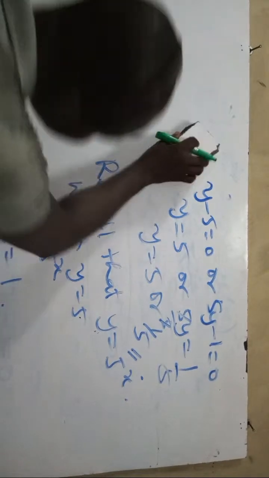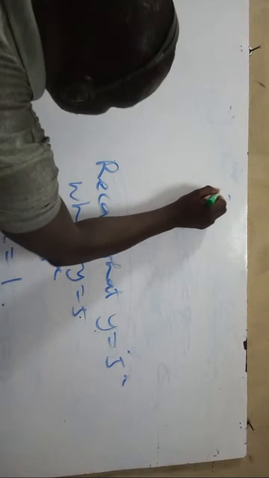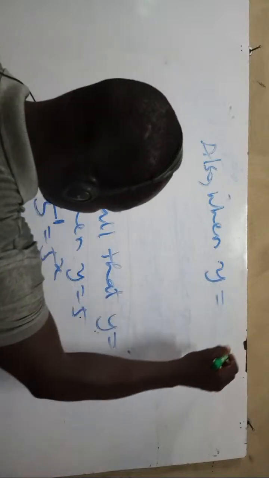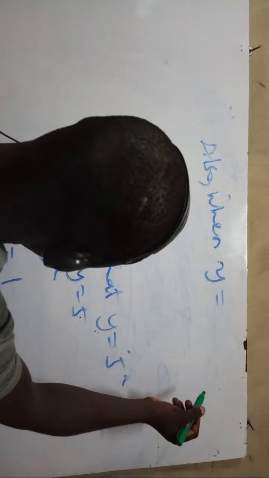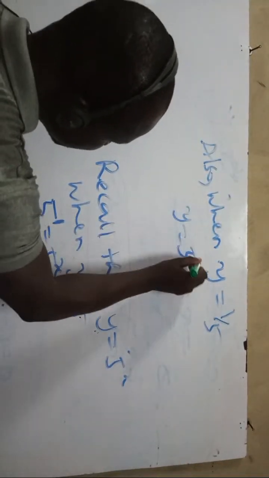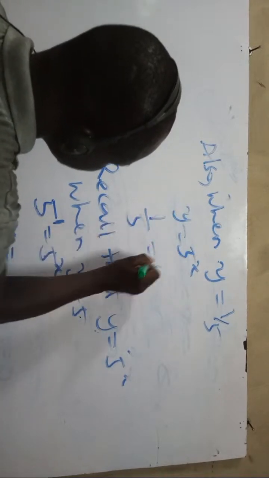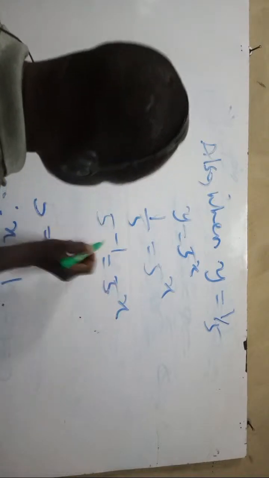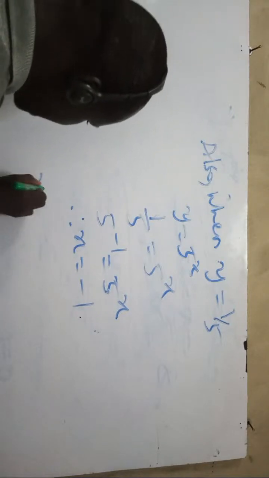We have gotten one value for x. Then we do the second one. When y is equal to 1 over 5, that's the second value, what will happen? y is equal to 5 raised to x. So here we have 1 over 5 is equal to 5 raised to x. If that is the case, then I can write it as 5 raised to minus 1 equal to 5 raised to x. The bases are equal, you equate the powers. Therefore, x is equal to minus 1. Then we conclude that x is equal to 1 or minus 1. And that is how to solve a simple exponential equation.